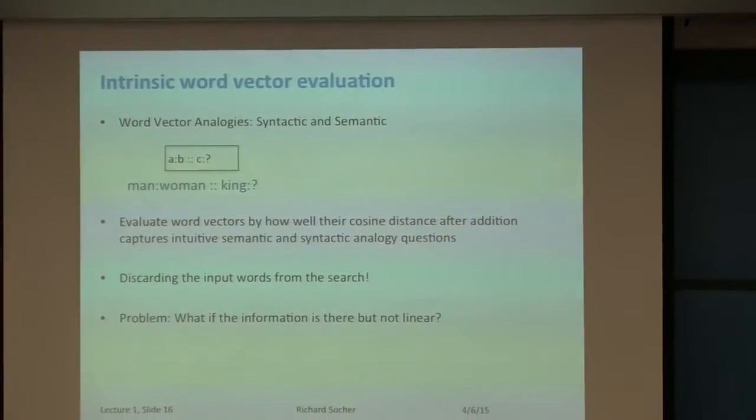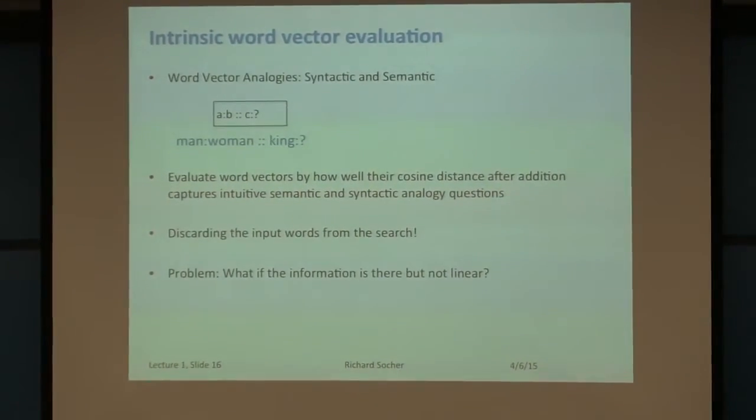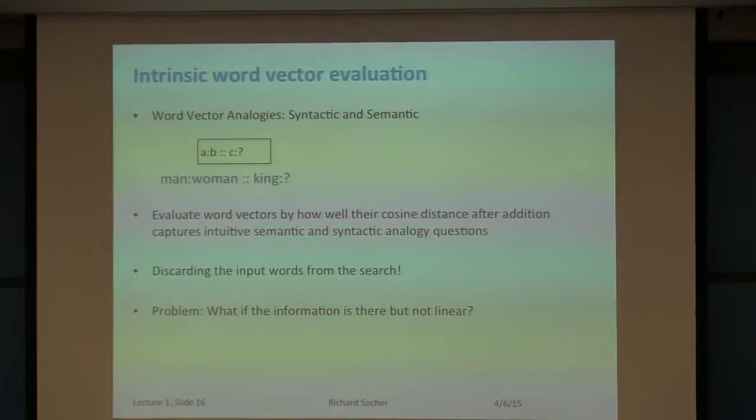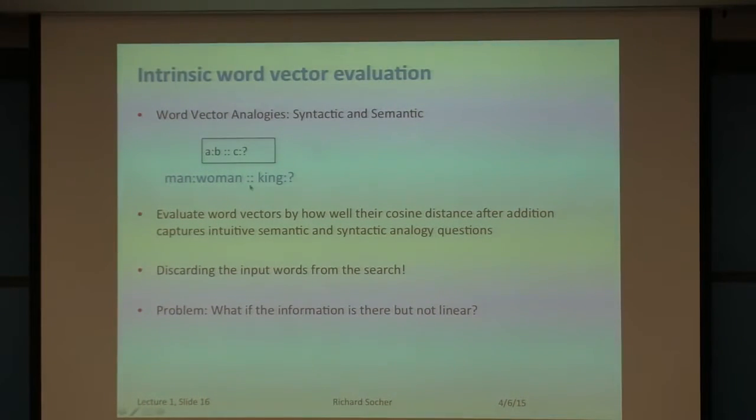What we started talking about, and we'll go over a little bit more in detail today, is word vector analogies. So when I say man to woman is like king to what? Basically, the way we'll do this is that we'll evaluate word vectors by how well their cosine distance after addition of various other vectors in the analogy captures semantic and syntactic analogy questions.